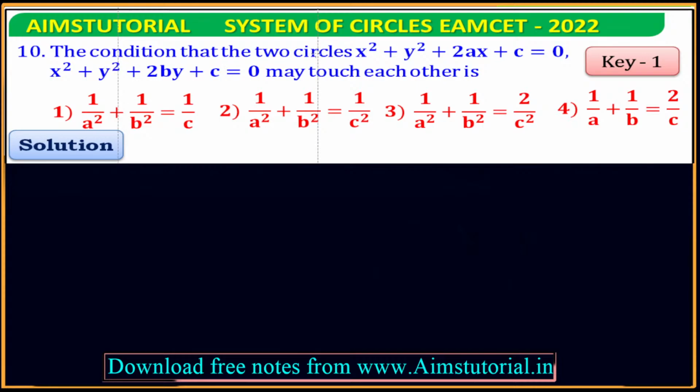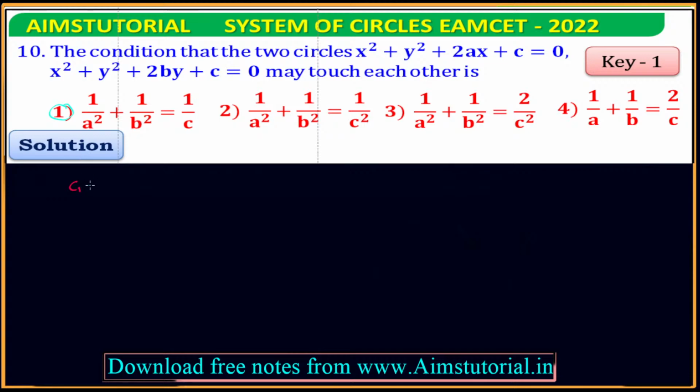The condition that the two circles may touch each other. So here two circles are given. The center of the first circle, this is an IP question. Okay, standard form. The first option, that is 1 by a square plus 1 by b square equals 1 by c. Then given two circles touch each other.